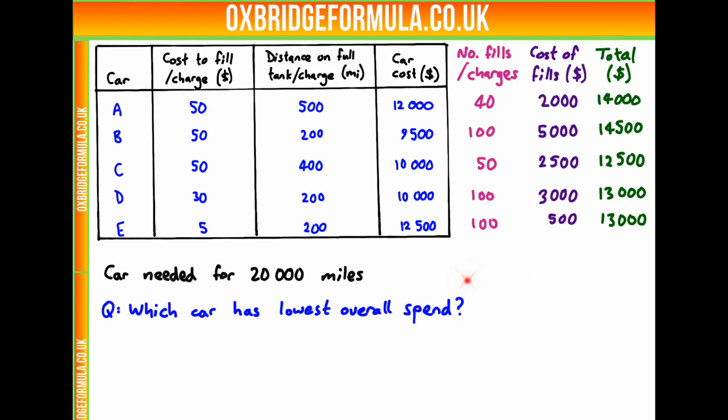So we can see that our cheapest overall spend is 12,500 for car C. And so C is our final answer.